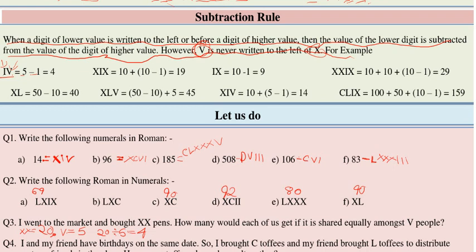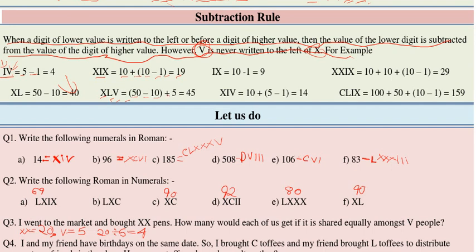XL, L is 50, X is 10, 10 is a smaller value written to the left of 50, so subtract 10 from 50, you will get 40. XIX, here we are having 10 plus 10 minus 1 is equal to 19. Okay, XLV is equal to 50 minus 10 plus 5 is equal to 45.